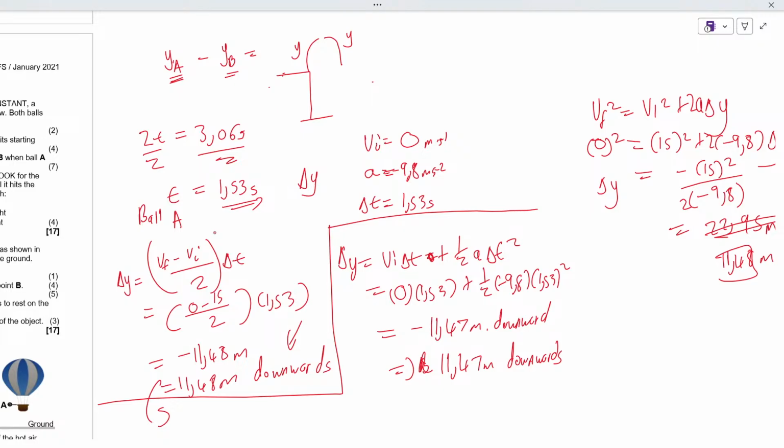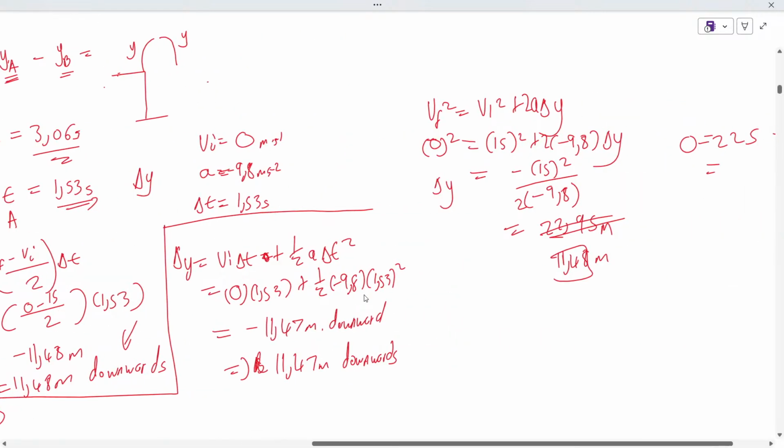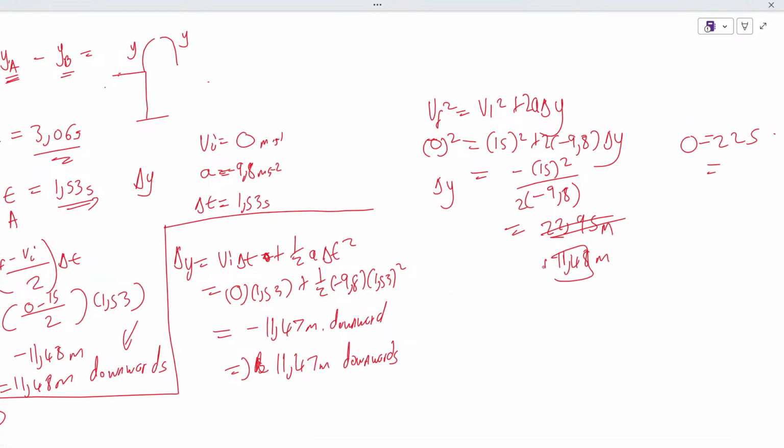This formula is for finding the average distance, if I'm not mistaken. Because the other one gave us a positive answer, I think we can just stick with the same number, but take it as positive. And now it's going to be 11,48 minus 11,47.